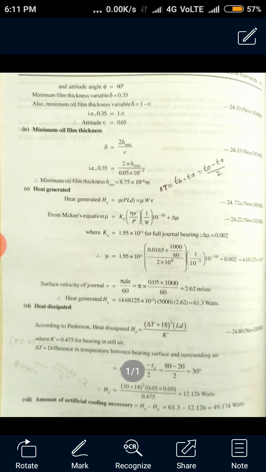Similarly, heat dissipated, already you know the equation 24.80, that is the Peterson equation, Hd equal to (delta T plus 18) whole square, times L D divided by K dash. So delta T is the difference of T_o minus T_a by 2, so 80 minus 20 by 2, it is 30 degrees Celsius. So substitute delta T 30 degrees Celsius, 18, L length, D diameter of the journal, and K dash. We get 12.126. So the difference of heat generated minus heat dissipated is what?